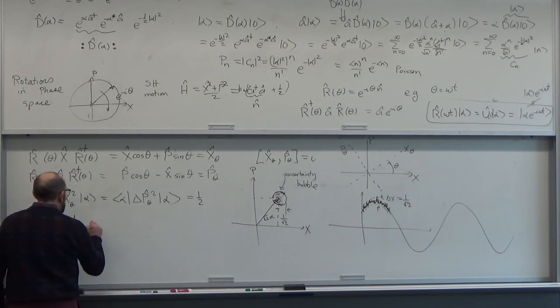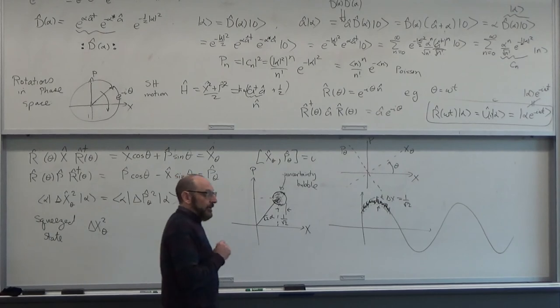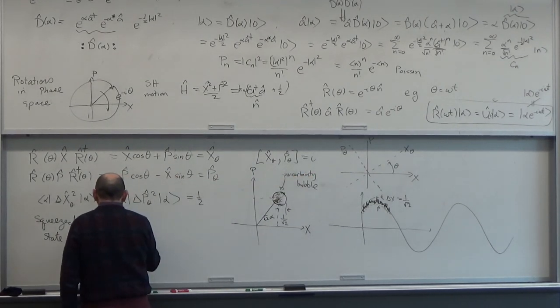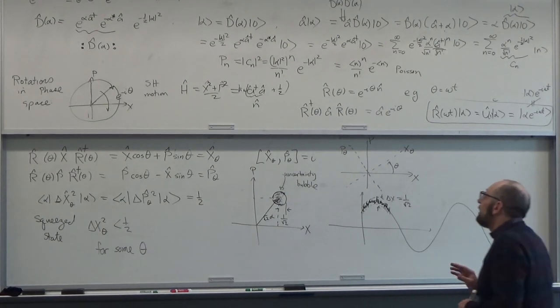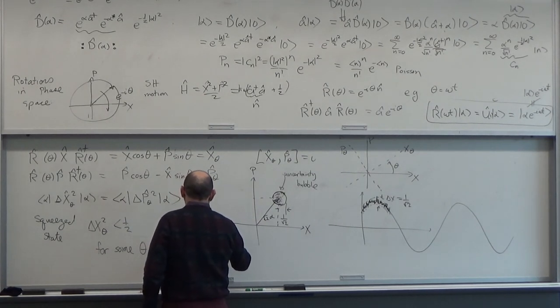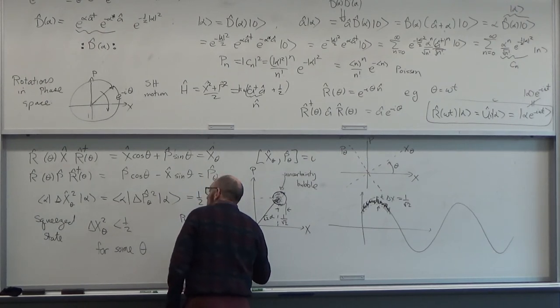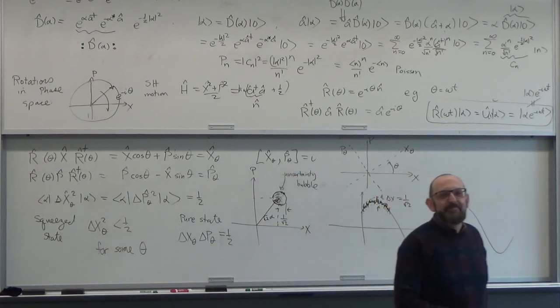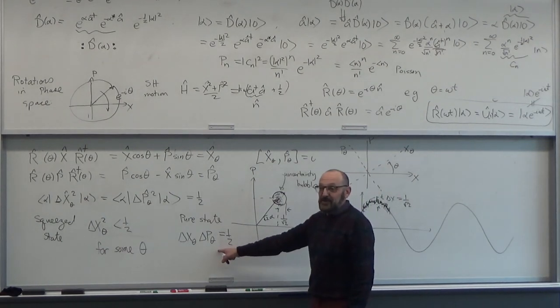Okay. Now I'll just conclude, and we'll pick it up next week, is that a squeeze state is one such that the fluctuations in some quadrature for some theta is less than half for some theta. Okay. And typically, when the squeeze states that we're talking about are the pure squeezing, are such that they're also minimum uncertainty states. Which means that if for some theta this is less than 1 over root 2, for that theta p it's got to be greater than 1 over root 2.